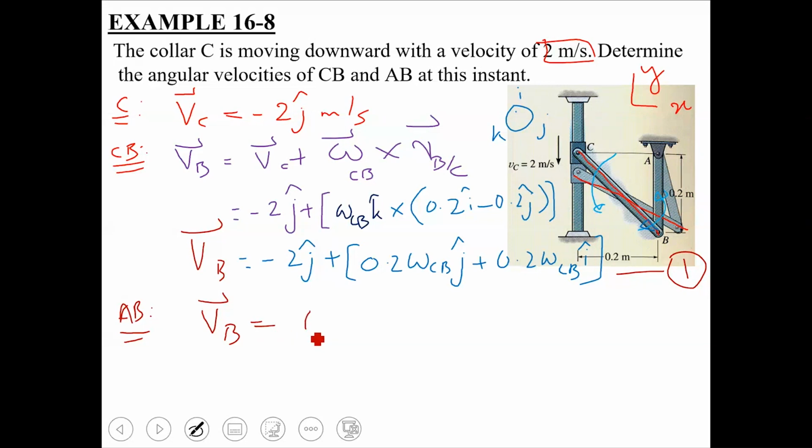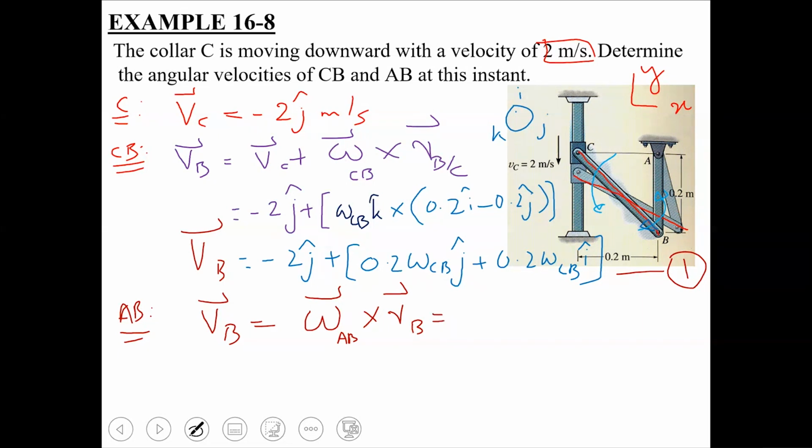So omega cross R. But now here omega is going to be the angular velocity of this link, which is omega AB, and R is going to be the vector RB, which defines the absolute position of B with respect to A. So this is going to be omega cross R for link AB.